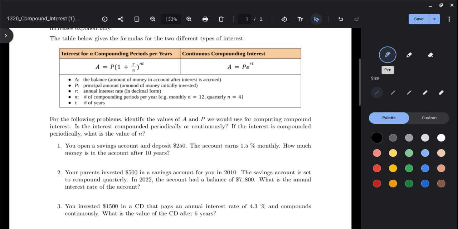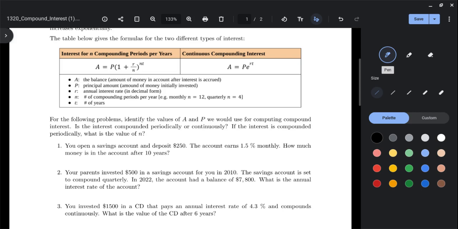So let's first go ahead and practice identifying, from different investment scenarios, what the A is, so the amount of money in the account after our interest is accrued, versus our P, which is the starting amount of money, the amount that we initially invest. And then also determine if it's compounded periodically or continuously, and then identify N if it's compounded periodically. So our first problem is: you open a savings account and deposit $250. The account earns 1.5% monthly. How much money is in the account after 10 years?